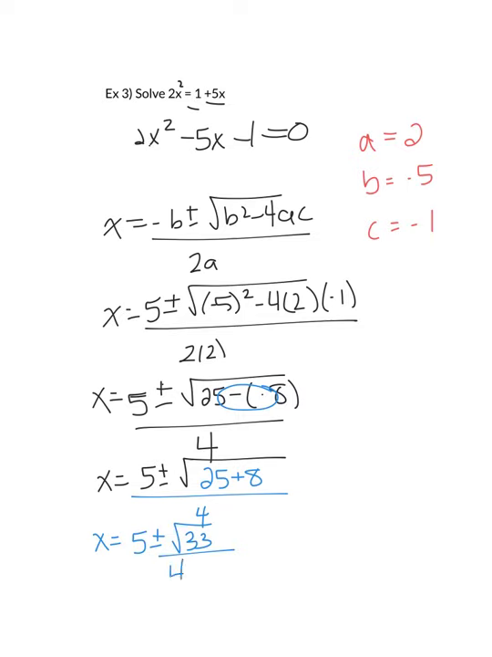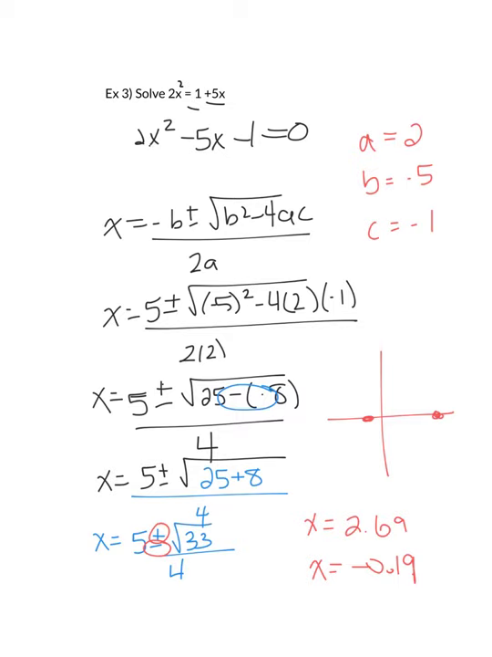I know that I'm going to be getting two answers. I'm going to be doing my plus first. So 5 plus the square root of 33, hit equals divided by 4, and I'm going to get 2.69. And then I'm going to be doing 5 minus the square root of 33, hit equals divided by 4, and I'm going to get a negative 0.19. So again, if you're thinking about it in terms of your graph, you have one root at 2.69 and one root at negative 0.19.